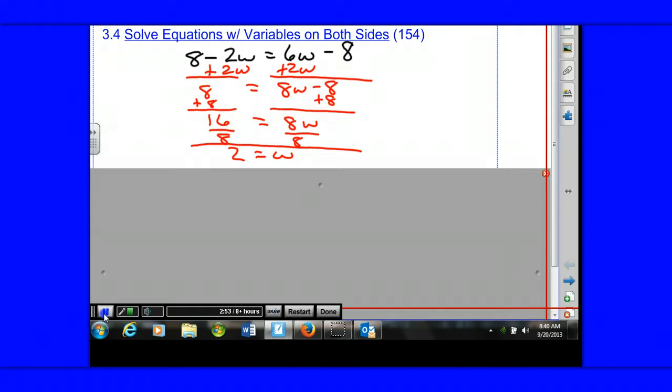Now let's just do at least a little mental check to see if this is the correct solution. We'll plug 2's in up here. So 8 minus, what is 2 times 2? 4. Good. So 8 minus 4 is 4, right? The left side would equal 4. And 6 times 2 is 12. 12 minus 8 is 4. So 4 equals 4. Very good.